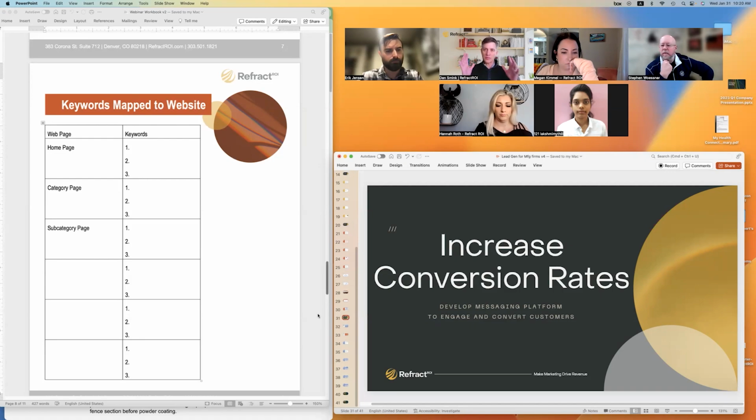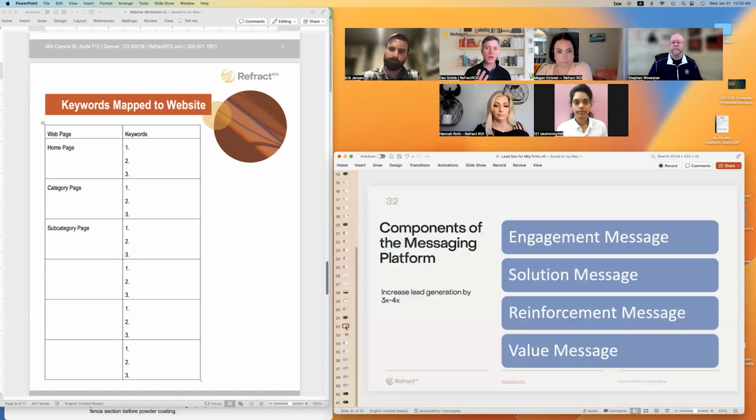So now, once we've got the people that we want and they're coming to the site, we have to make them convert. The way we make them convert is by the language and the content that we actually use on the page. And the way that we do that is we develop a messaging platform that drives conversions, that engages the visitor and converts them into a customer. Okay. So there are four components to a messaging platform.